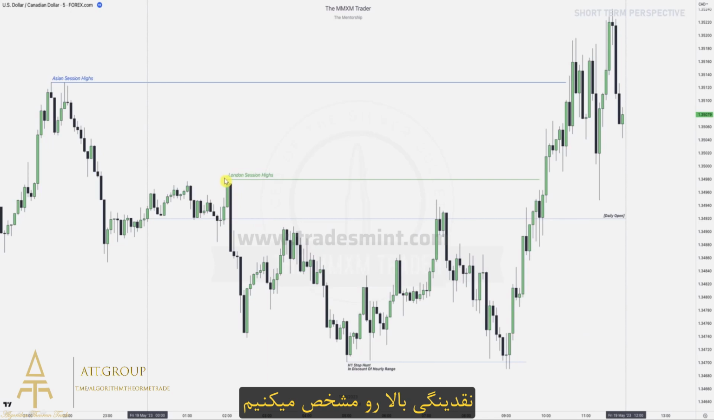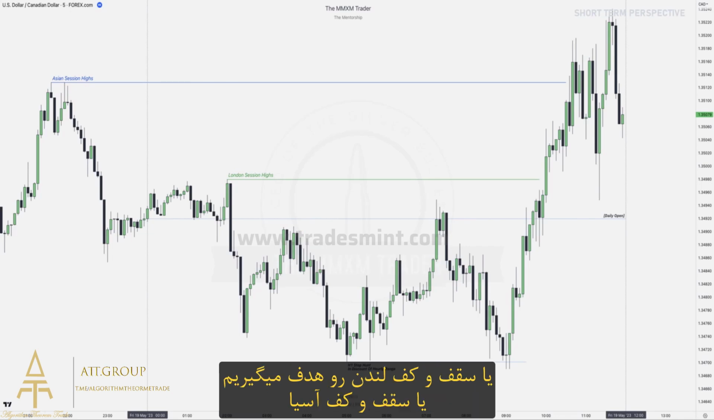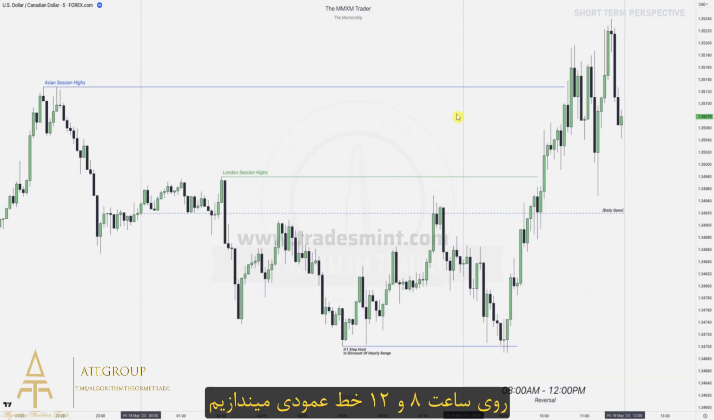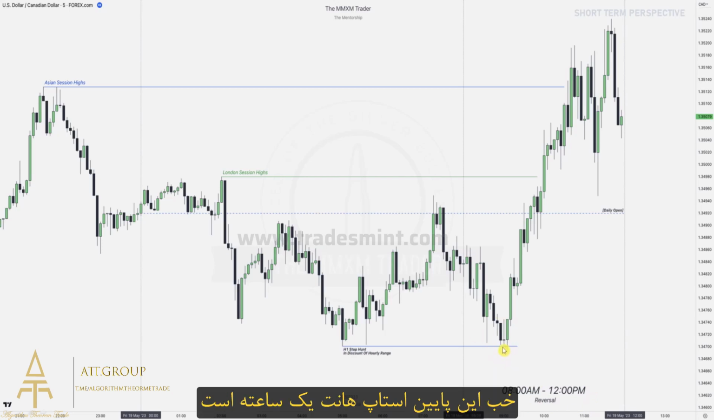Outlining those buy side liquidity once again over here, London highs and Asian highs, right? We target either previous daily high or previous daily low, or we're gonna do those London highs or London lows, or Asia highs or Asia lows. Vertical line on our 8 a.m. to 12 p.m. time zone, right? That sweet spot for the bread and butter setup. Now again, hourly stop hunt down here, right? And then we continue up higher.